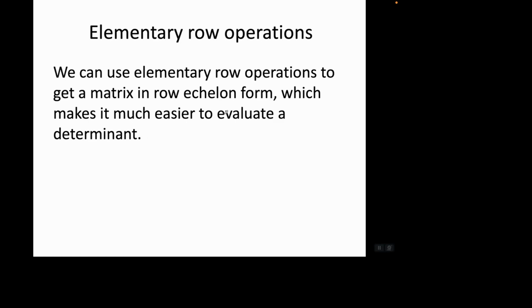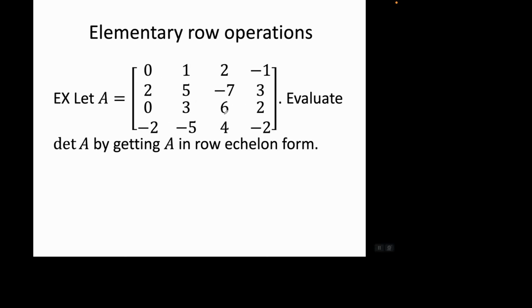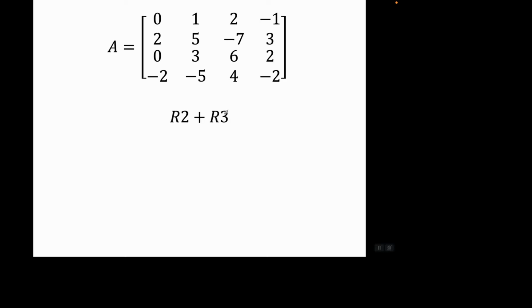We can use elementary row operations to get a matrix in row echelon form, which makes it much easier to evaluate a determinant. Let A equal this matrix. Evaluate the determinant of A by getting A in row echelon form. A looks like this. Okay, boy, you know what I'd want to do? I'd want to use this 2 to kill off this negative 2. That would help me to get it in row echelon form. So let's add row 2 to row 3.